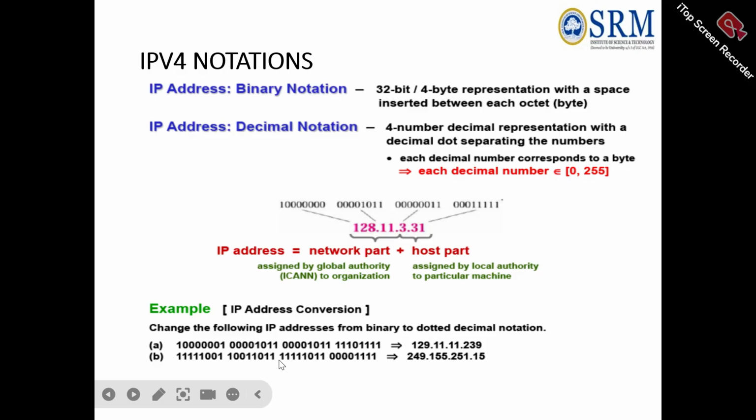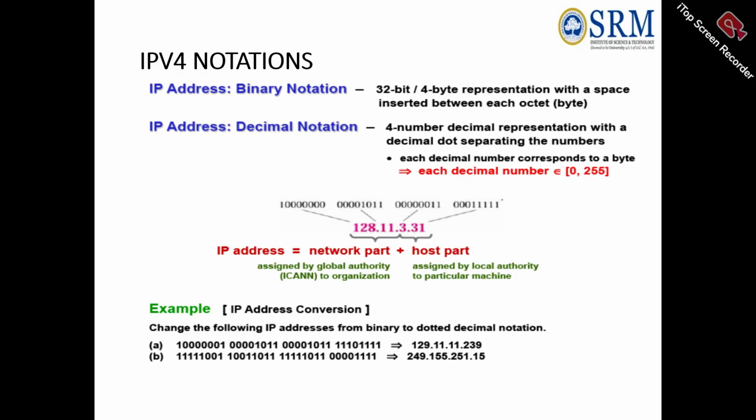And here 2 to the power 7 plus 2 to the power 6 plus 2 to the power 5 plus 2 to the power 4 plus 2 to the power 3 plus 2 to the power 1 plus 2 to the power 0. If we add all these numbers, we get 251. So in the last octet, the last 4 bits are 1. So 8 plus 4 plus 2 plus 1 is 15. In this way, we are converting binary to dotted decimal notation.